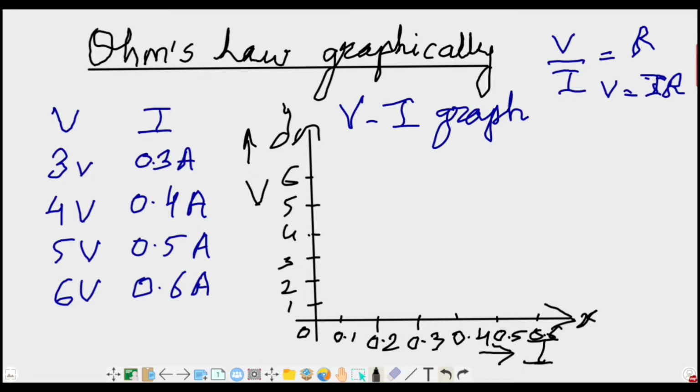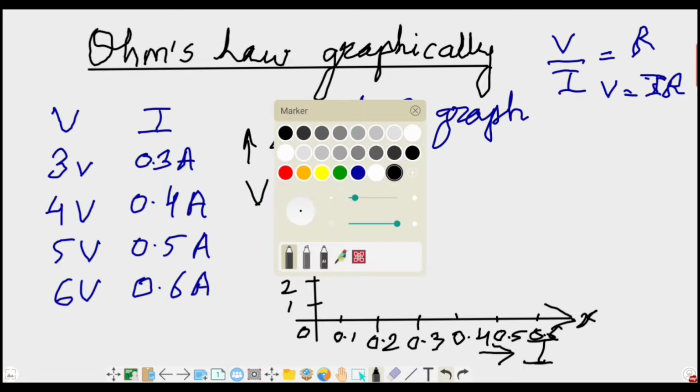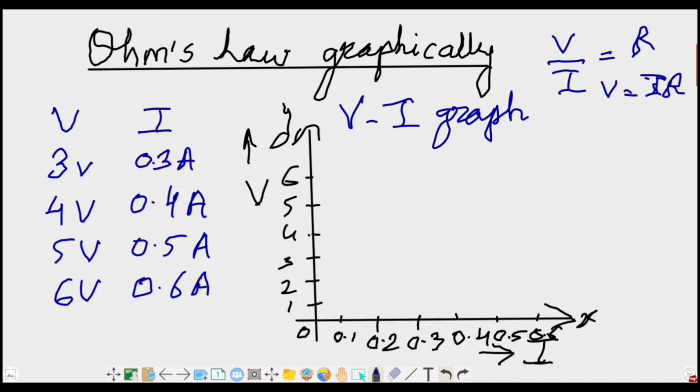Now let's first plot the points. 3 volt, 0.3. So like this. 4 volt, 0.4. 5, 0.5. 6, 0.6. So almost we are getting a straight line. Okay. So what does this indicate?